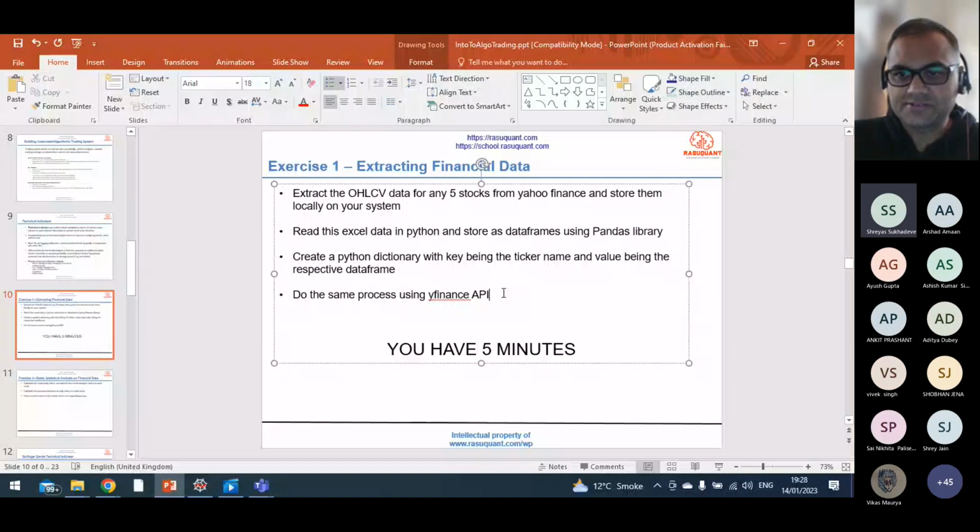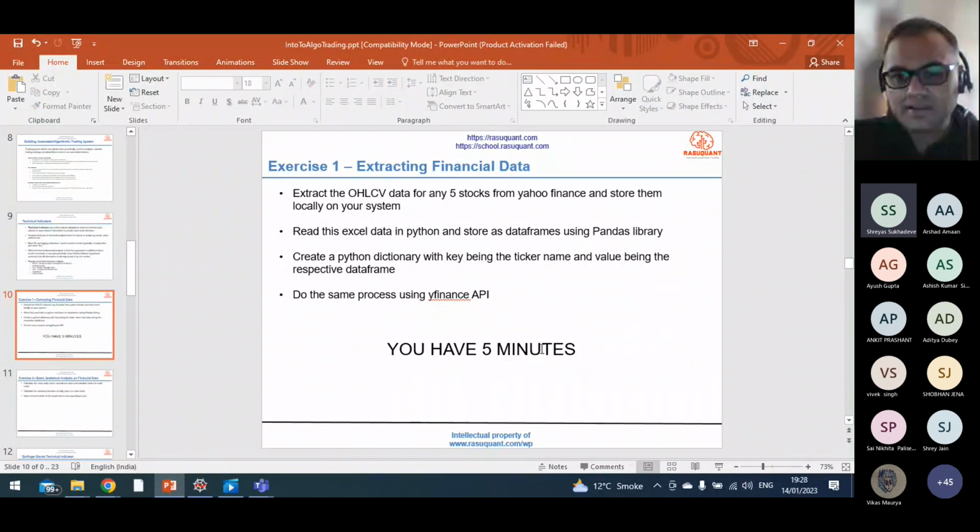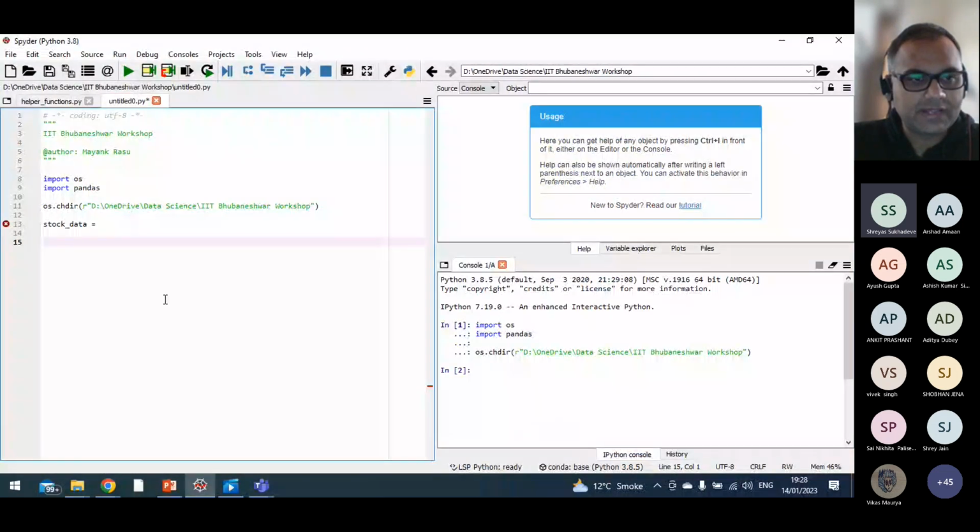So let me show you how you can do this. It's very simple, and if you know pandas, it's very straightforward. Pandas is one of the most important data science stack packages in Python. It'll help you import data using one line of code. So let me show you how we can do that.